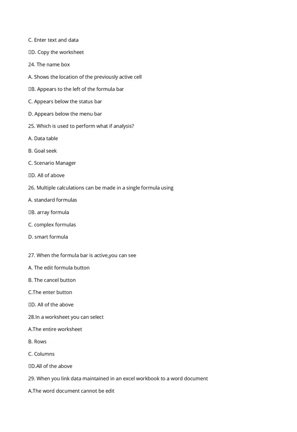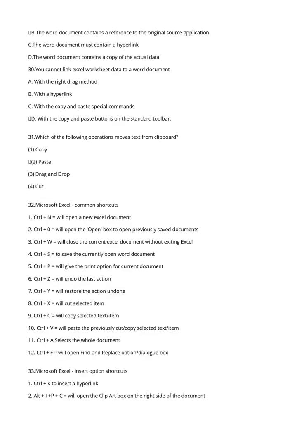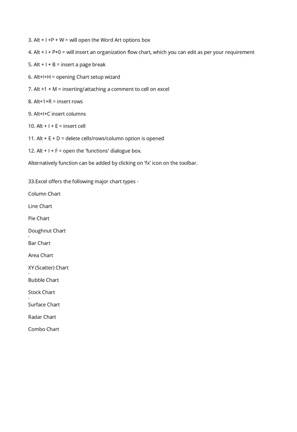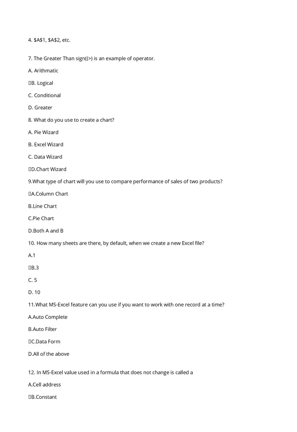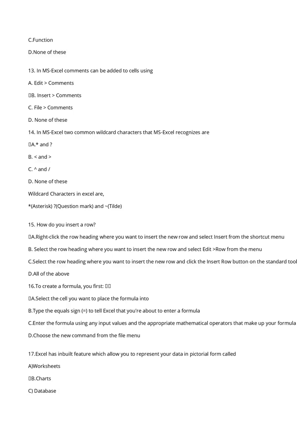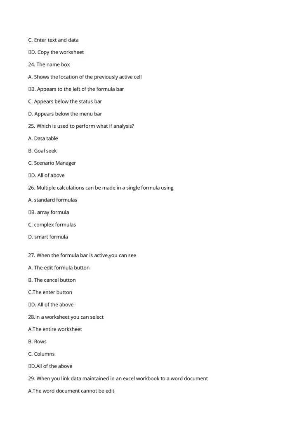the document. 3. Alt plus I plus P plus W will open the Word Art Options box. 4. Alt plus I plus P plus O will insert an organization flow chart, which you can edit as per your requirement. 5. Alt plus I plus B inserts a page break. 6. Alt plus I plus H opens chart setup wizard. 7. Alt plus I plus M inserts/attaches a comment to a cell in Excel. 8. Alt plus I plus R inserts rows.